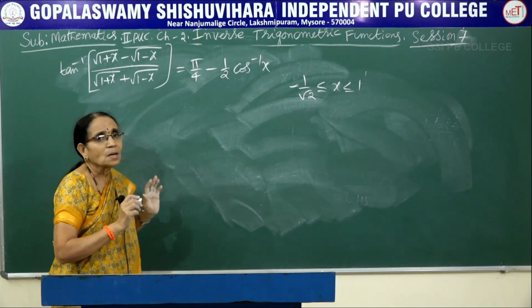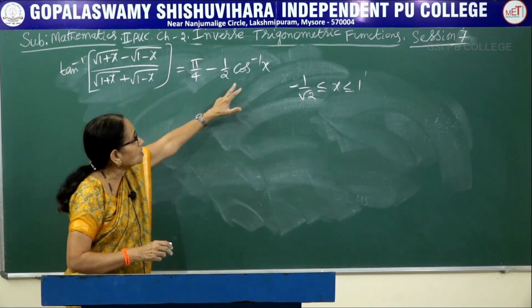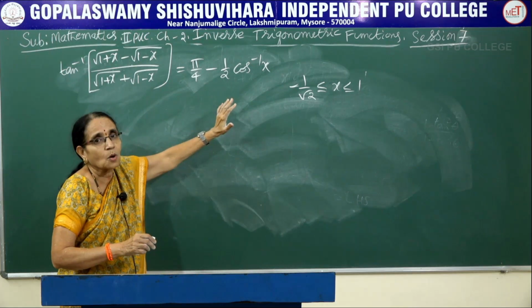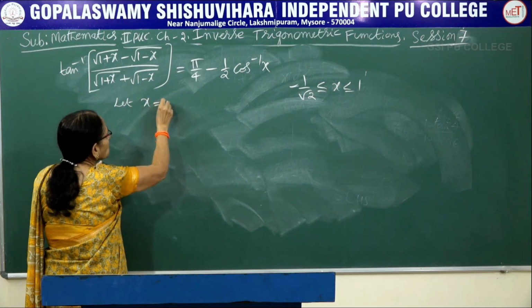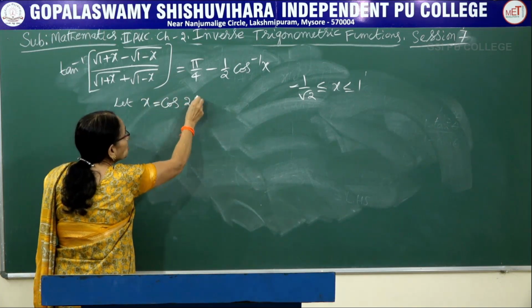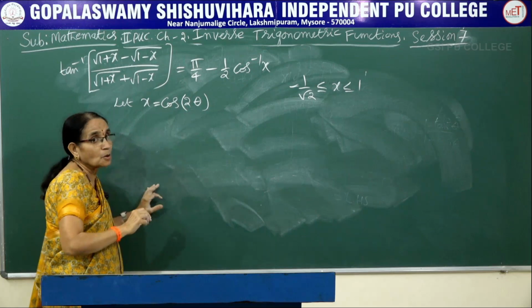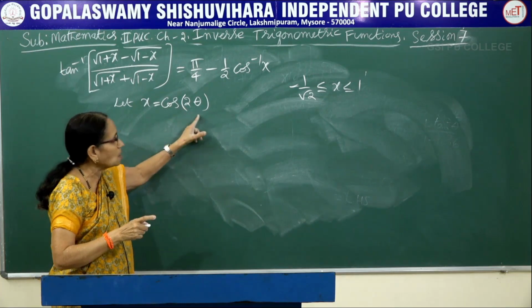For that, you have to make an assumption here. Again, look at the right hand side. A cos function is involved, so let me make the assumption. Let x be equal to cos of 2 theta. It need not be cos of 2 theta; you can take cos of theta also.